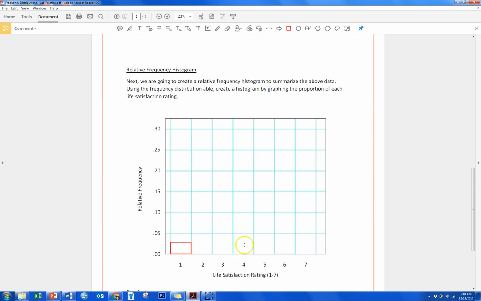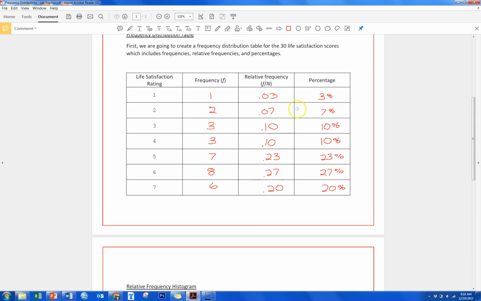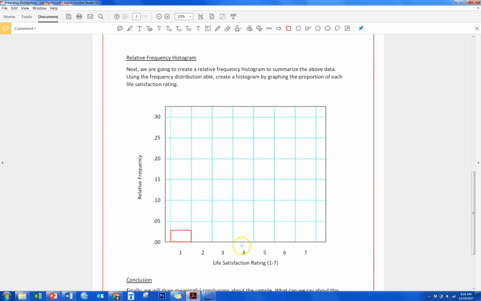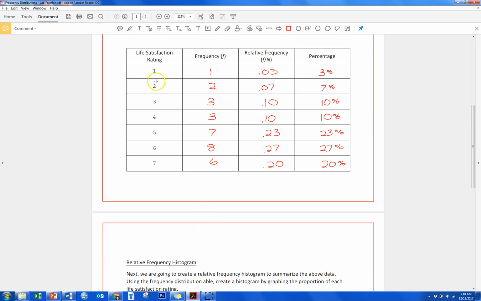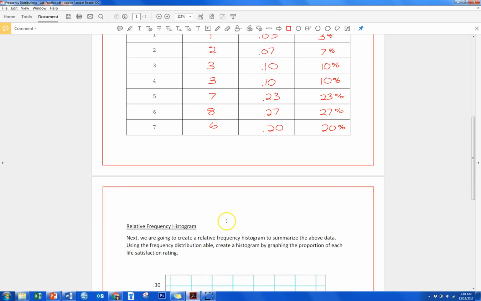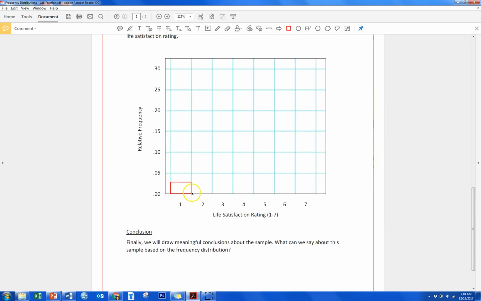A relative frequency of 0.03, which was one person out of 30, giving us that response. Now, what about the 2's? Relative frequency for the life satisfaction rating of 2 is 0.07. So we'll go down here and we will create another bar.